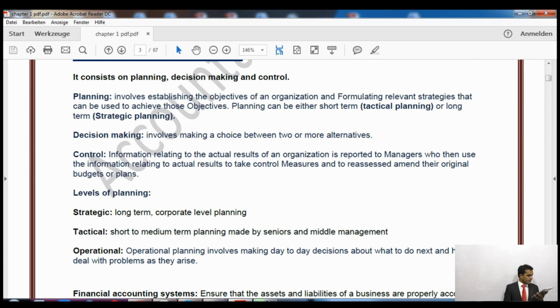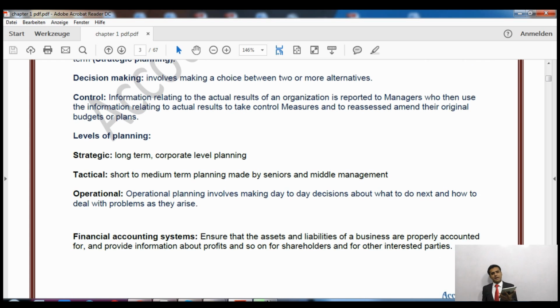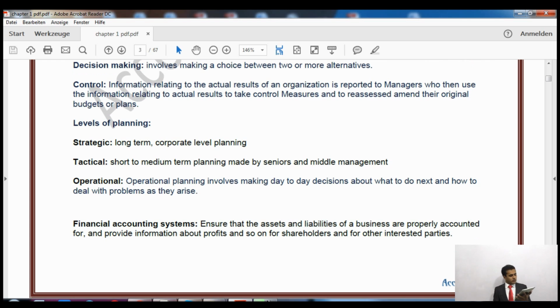Right? Now, after that it says decision making. The process of decision making involves three different phases. One is planning, decision making is the second one, and the last one is control. Now, what is decision making? As I said to you earlier, it involves making a choice between two or more alternatives. So if I have been given two or three options, I have to choose from them, and that is decision making.